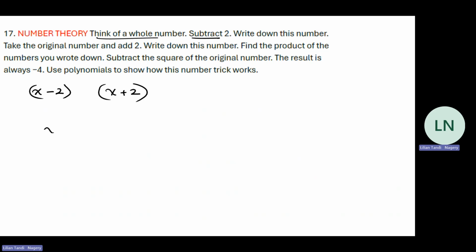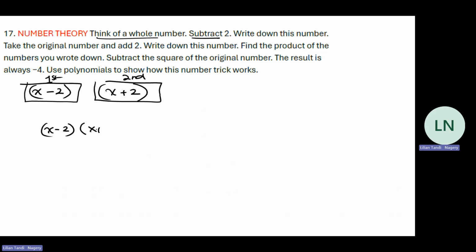Okay, so x minus 2. This is my first number. This is my second number. When the examiner is marking, they're checking: this is your first answer, this is your second answer. After that, find the product of the numbers you wrote down.